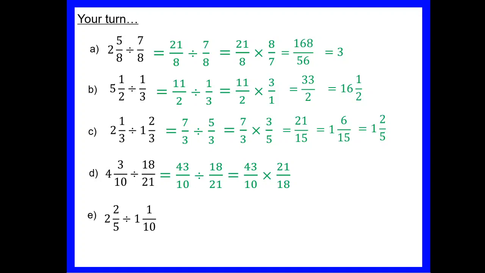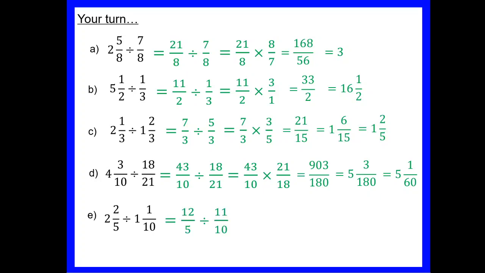So 43 times 21 is 903 over 180. 180 fits into 903 five times with 3 over 180 remaining. And we can simplify that to 5 and 1/60. So we've got some quite big, more complicated numbers to deal with here, but the process is the same.